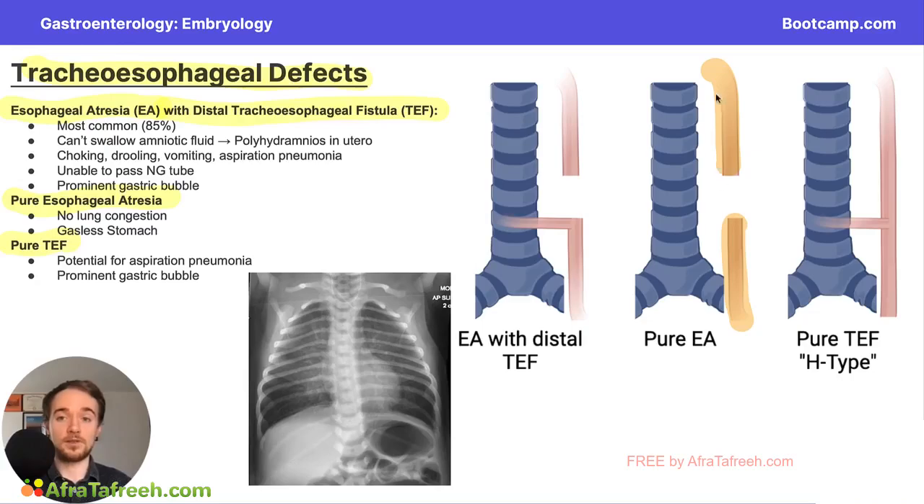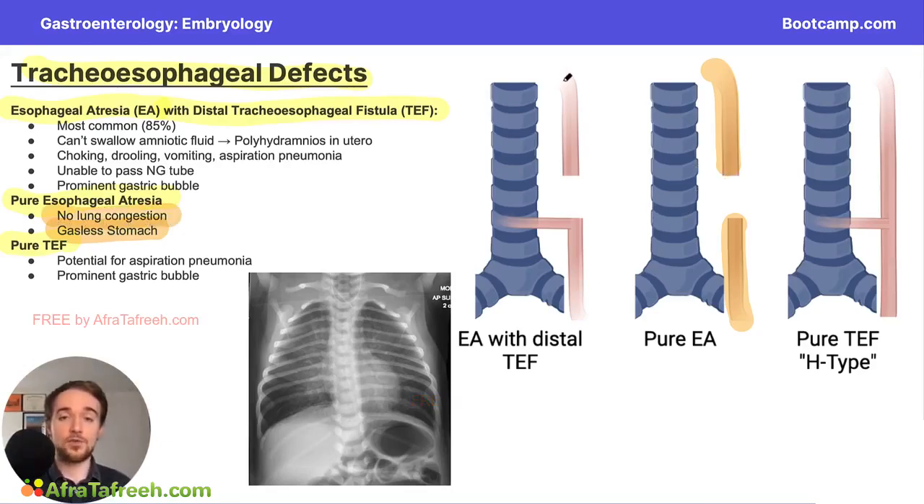What that's going to result in is an inability for the baby to swallow fluids. So there's going to be polyhydramnios, and in addition to that, there's also going to be a gasless stomach. There will be no gas entering into the stomach, so you're going to have a gasless stomach, and importantly, because the esophagus does not connect to the trachea, there will be no lung congestion happening.